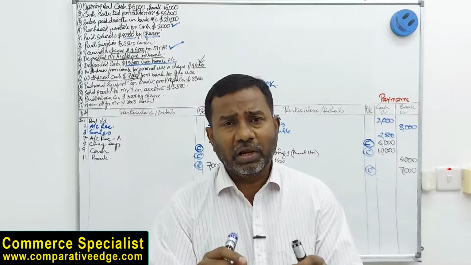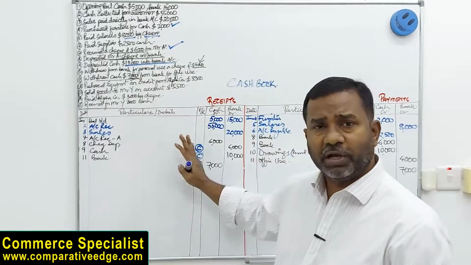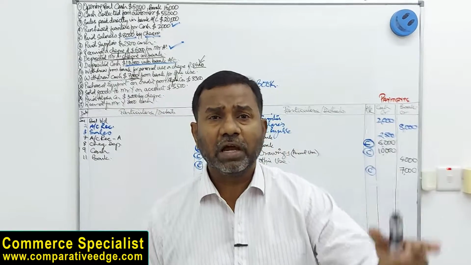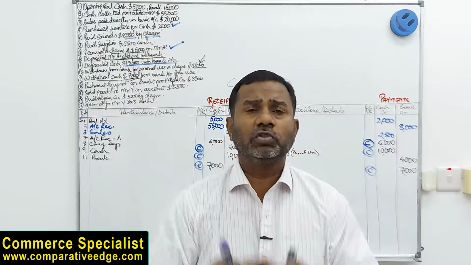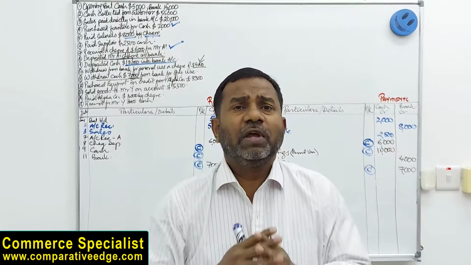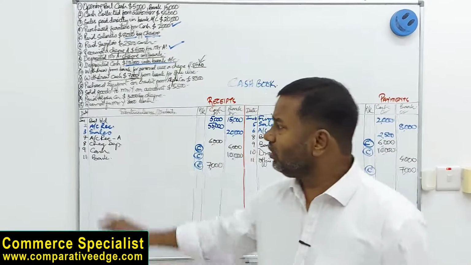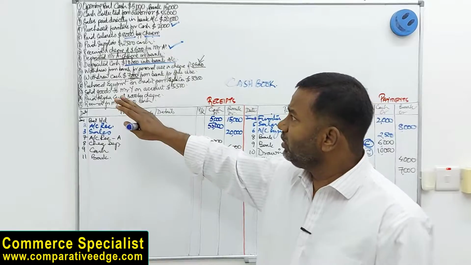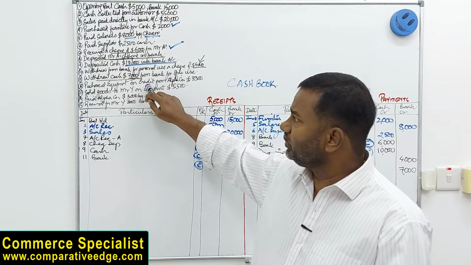As I told you in the beginning, if cash is coming in, if we are receiving a check, we record on the receipt side. If we are paying somebody in cash or we are giving a check, we record on the payment side. Here we are buying furniture or equipment, whatever, but we are not paying cash or check. So credit transactions are not recorded in the cash book. So entry number 12 will not be recorded because it's on credit.